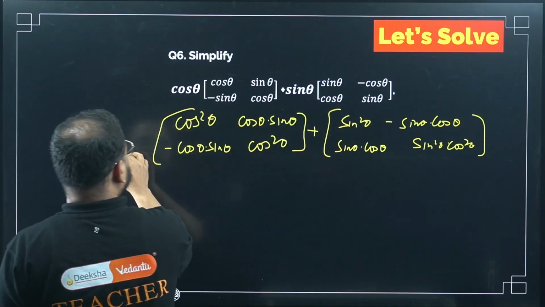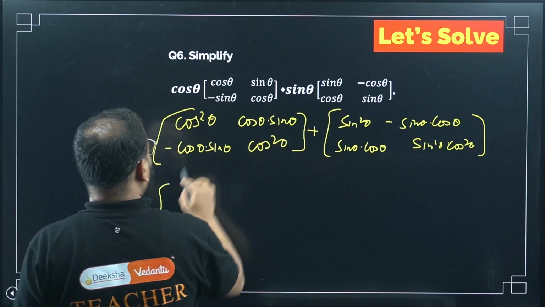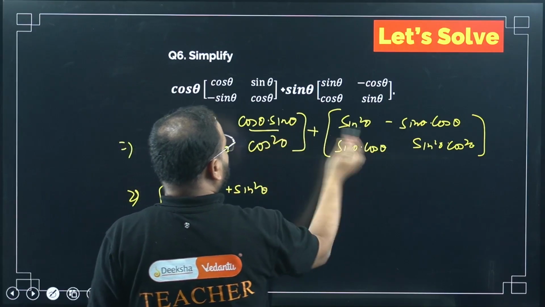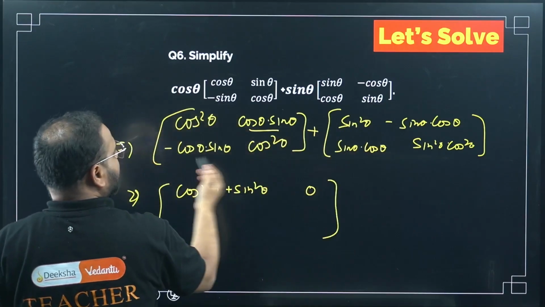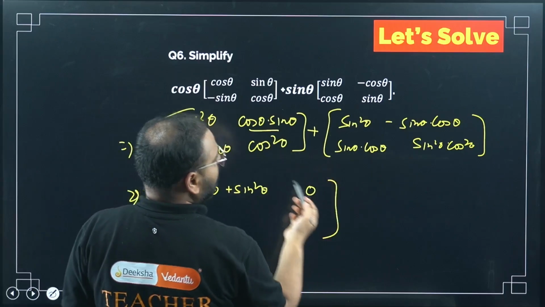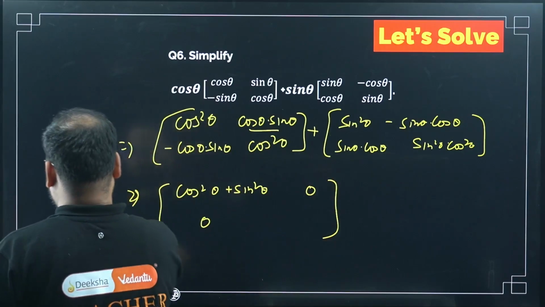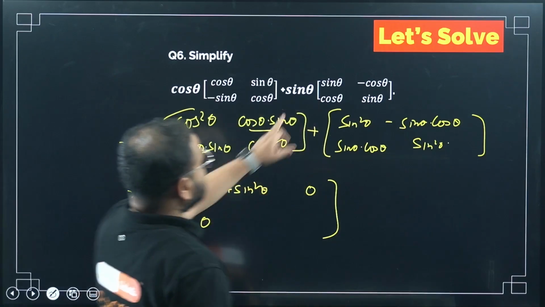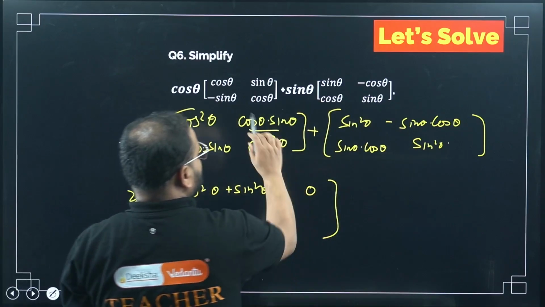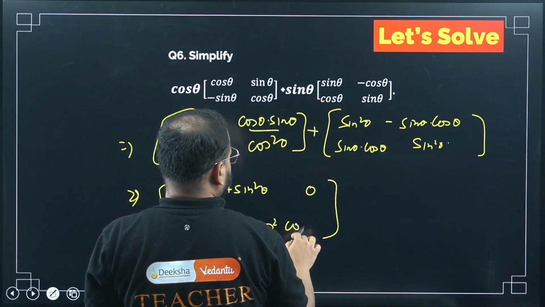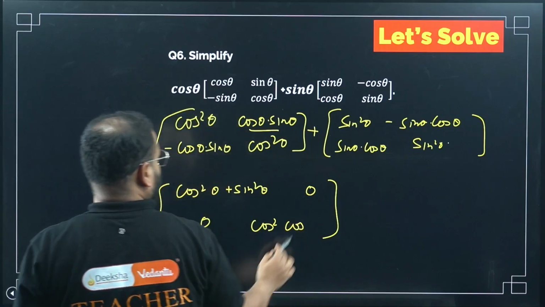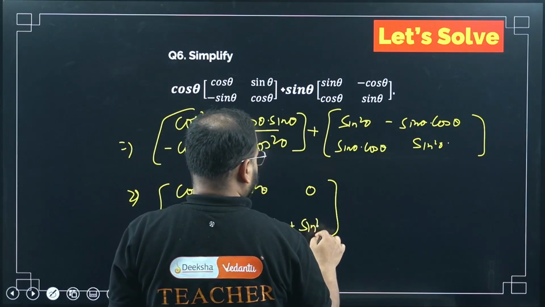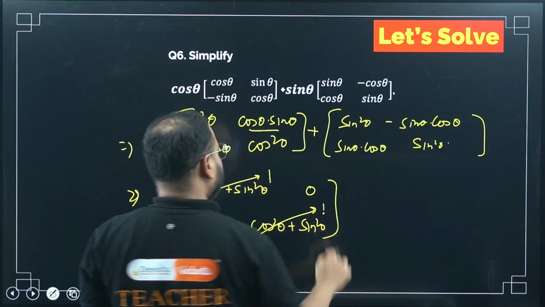Add this. Cos square plus sine square will be what? Simply cos square theta plus sine square theta. Okay, this will be what? Cancelling out, so 0. Over here also cancelling out, so 0. This also will be, what is this? Some mistake. Okay. Sine into sine is just simply sine square theta, not cos square theta. I get the same thing: cos square theta plus sine square theta. This is going to be what? 1. From the identity, sine square plus cos square is 1.